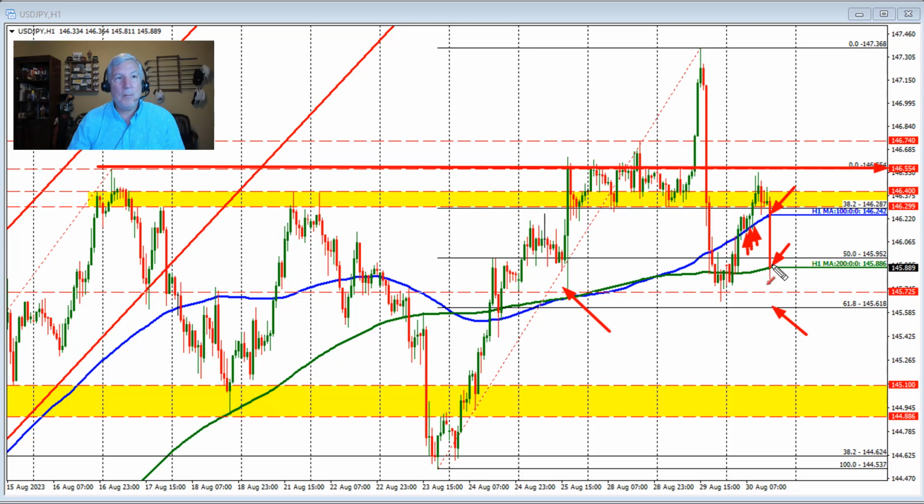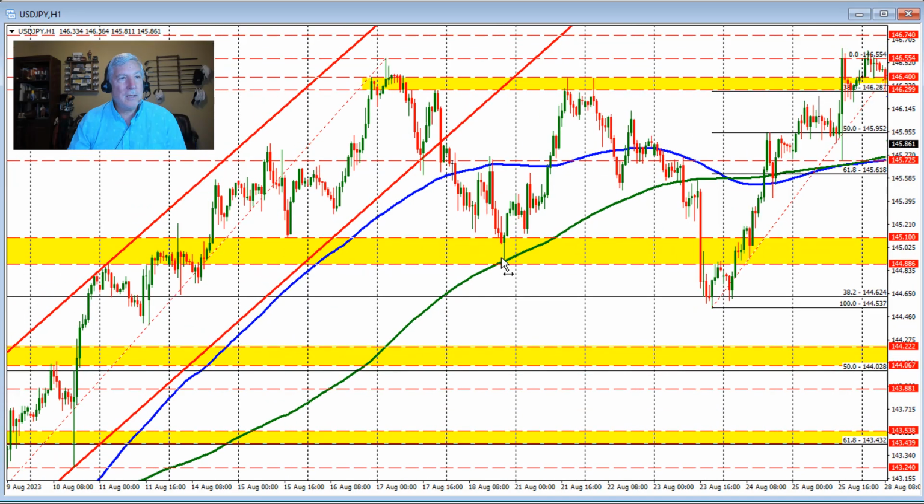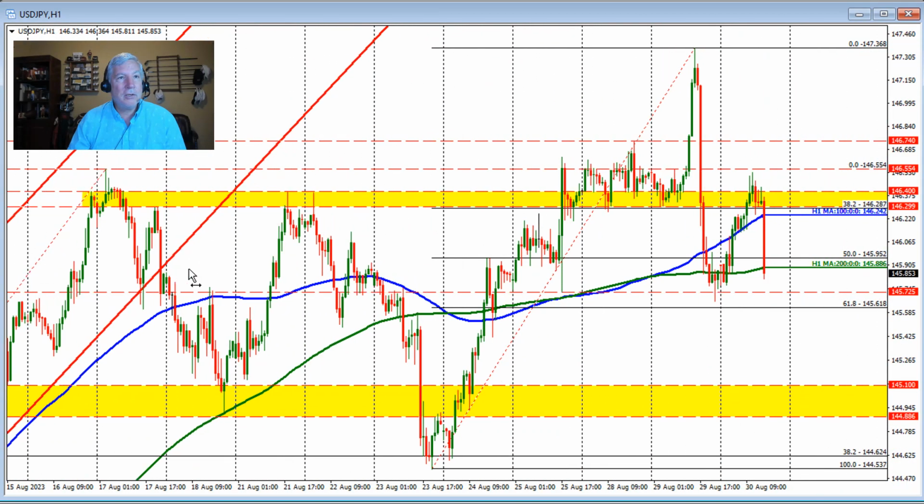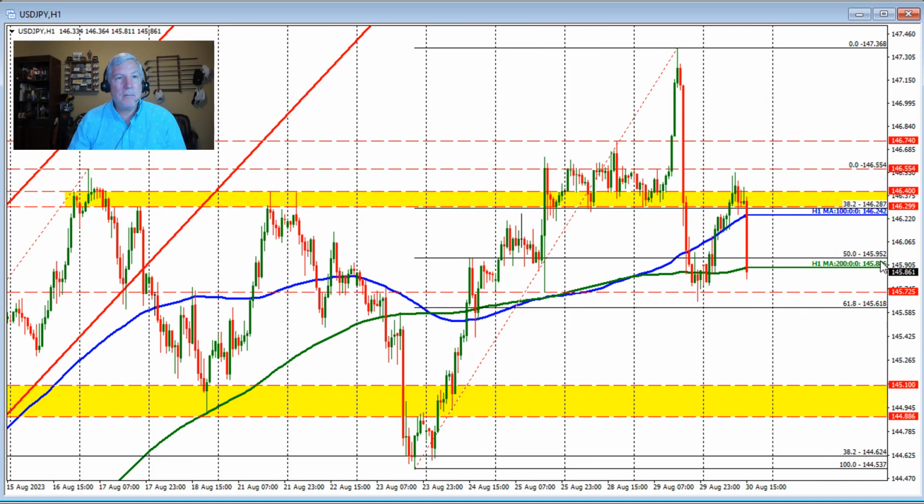If this is a failed break right here, we're back in between the 100 and 200-hour moving averages, where we can expect the market to maybe settle down and trade in between those two levels as we wait for the U.S. jobs report, which is scheduled for 8:30 on Friday. We still have to get through Thursday, of course, but that would seem to be the neutral area ahead of that report. Also near the 50% retracement of the last move to the upside at 145.95, in between those two moving averages as well.